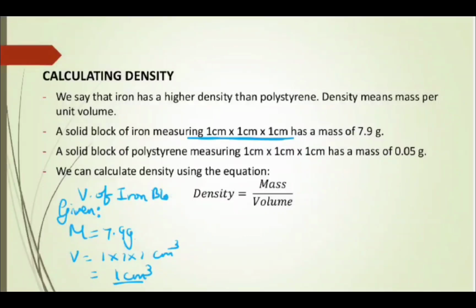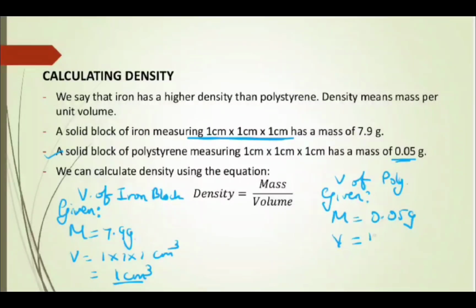Iron block. Now a solid block of polystyrene measures... Okay, now the volume given again. The volume of the polystyrene block is how much? Mass is given as 0.05 grams. Volume is given as 1 into 1 into 1 again, which is equal to 1 centimeter cube.